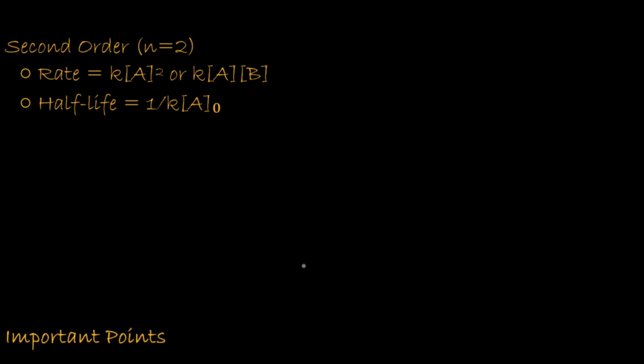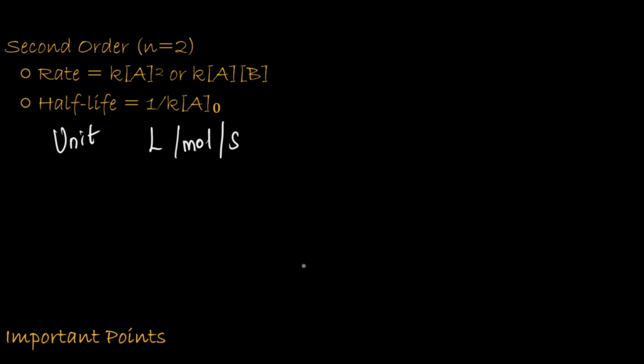either there are two reactants, A and B, which are having the power of 1 and 1, or only one more reactant is there that is having a power 2. Okay, the half-life becomes 1 by K into the initial concentration of A, and the unit of second order reaction, that is liter per mole per second.